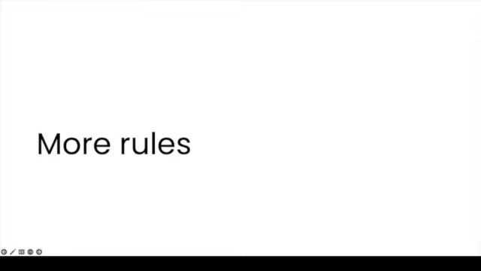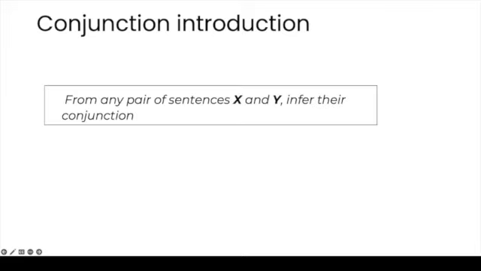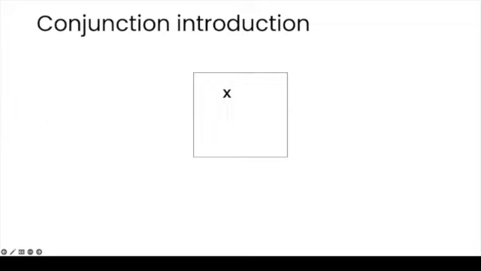Okay, let's take a look at more rules. Another intuitive one is conjunction introduction. It is abbreviated as &I. And it says that from any pair of sentences, X and Y, you may infer their conjunction. So if you have X and you have Y, then you can conclude X and Y.